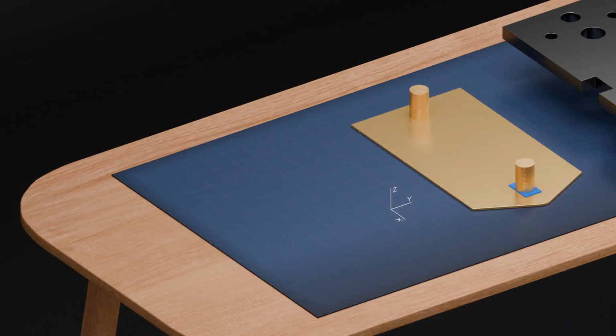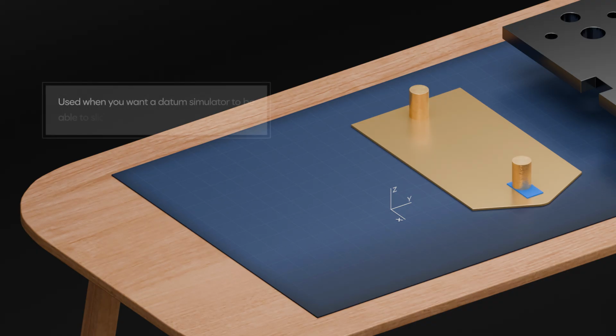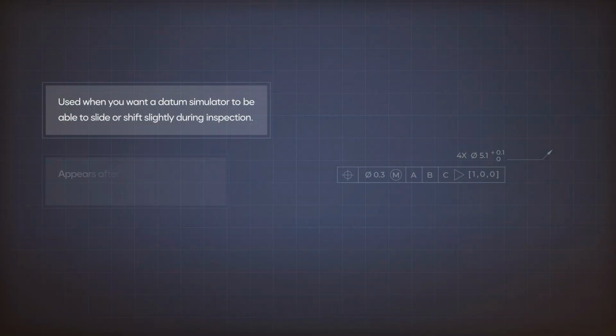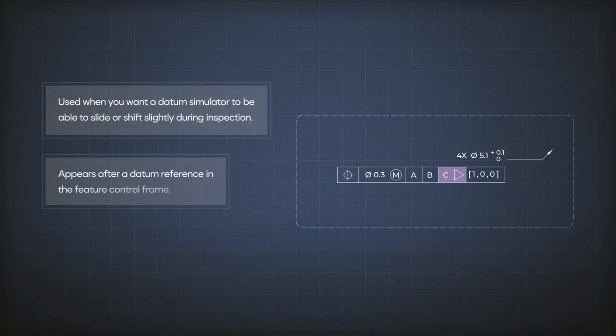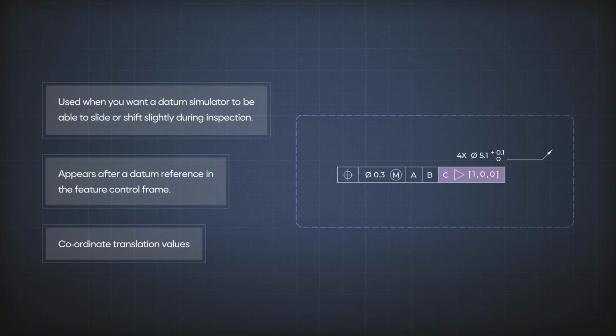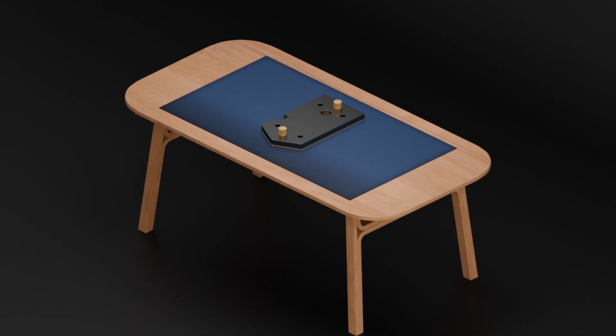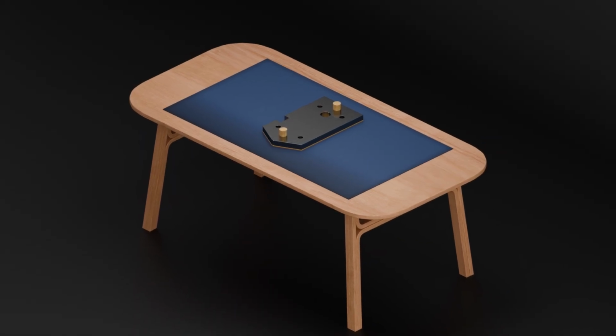So to sum it up, the translation modifier is used when you want a datum simulator to be able to slide or shift slightly during inspection. It always appears after a datum reference in the feature control frame, and if the direction or limit of movement isn't obvious, it can be clarified using coordinate translation values, for example, allowing 1mm along X and 0 along the other axes. That's the beauty of this modifier. It gives you precision and practicality at the same time.